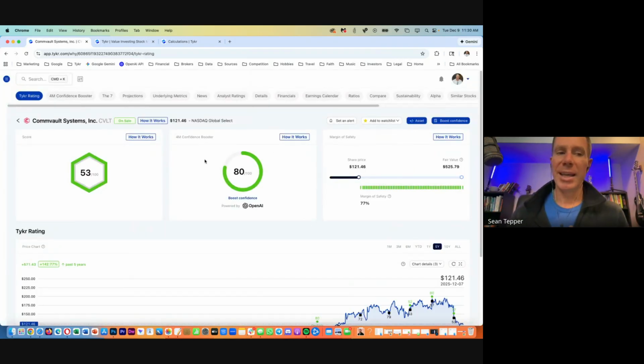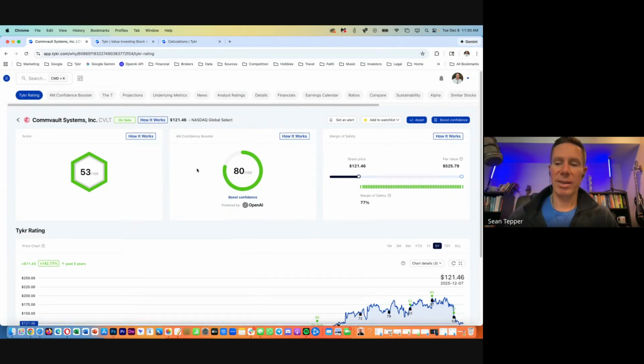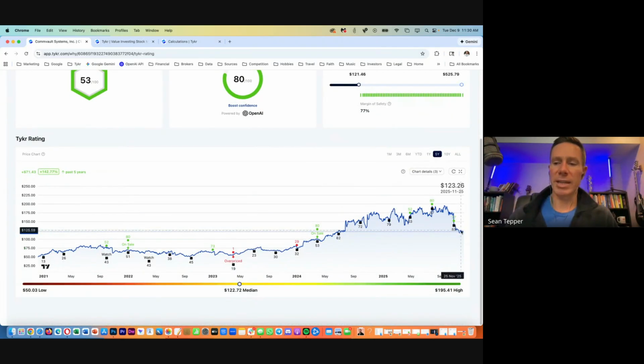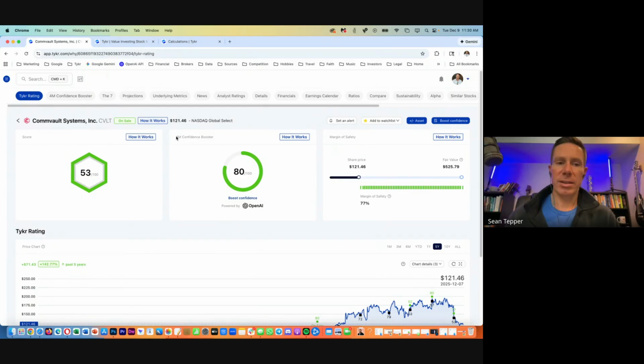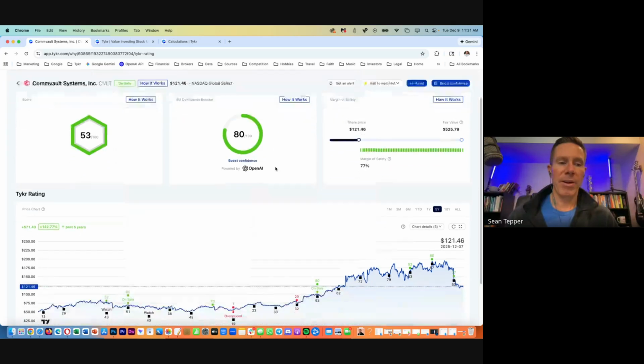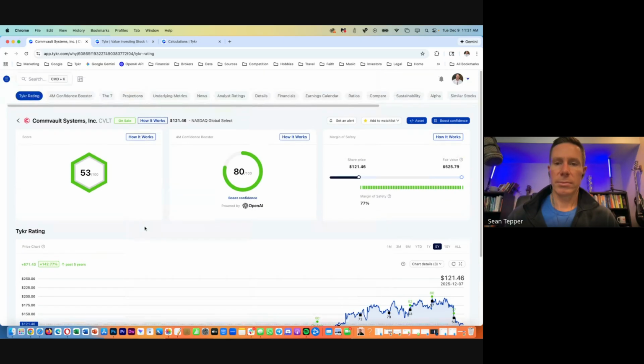Commvault, or Commvault, I should say. I've liked this business for a long time. Big drop off. We're going to look at what's going on here, but let's walk through. So this is an on sale stock, over 50 there on the score. Financials are really good. That's something we want to see. And then that margin of safety at 77%. So looking good. And then they are at 80 on that 4M. Outstanding. 5-year returns, 142. So we're 5 for 5 on the 7.